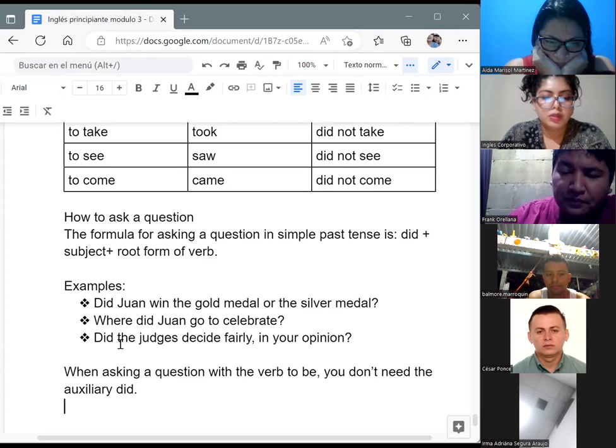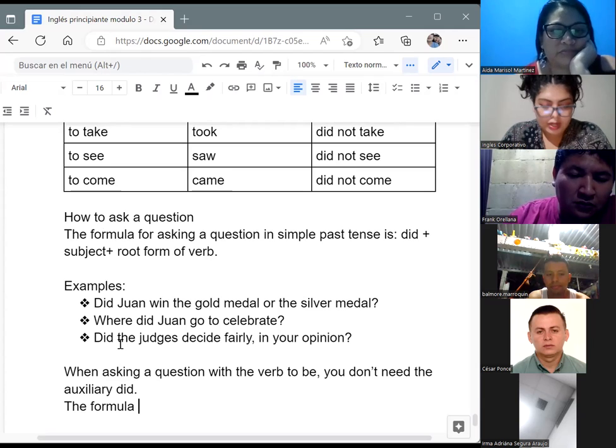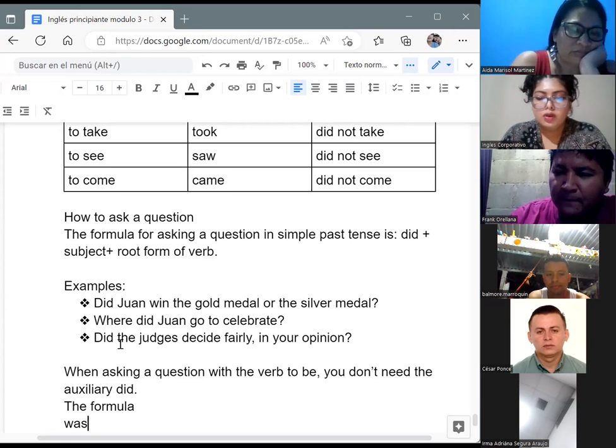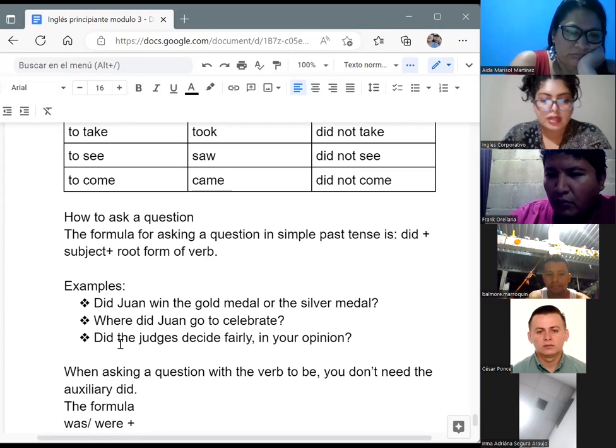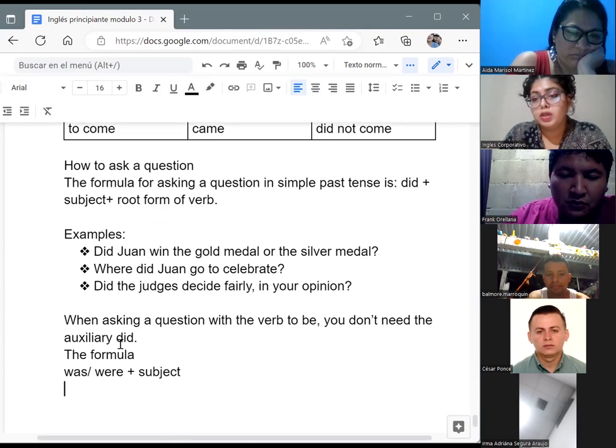So we have the formula, and this one is was or were plus the subject. And then you are going to write the complement. So we have some examples.